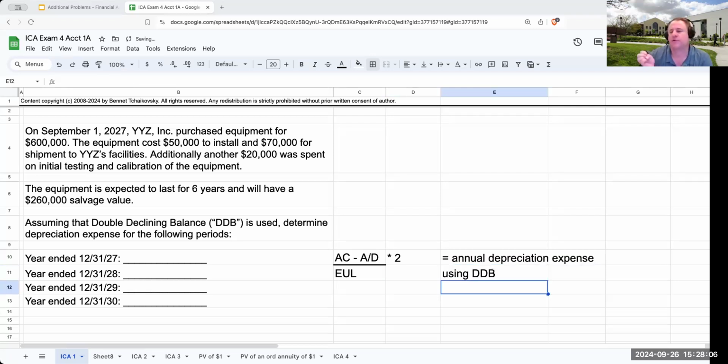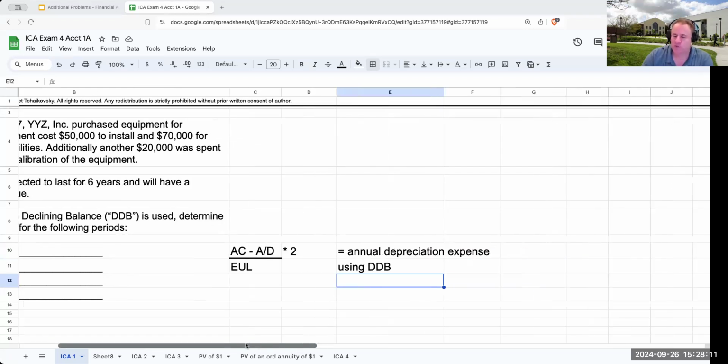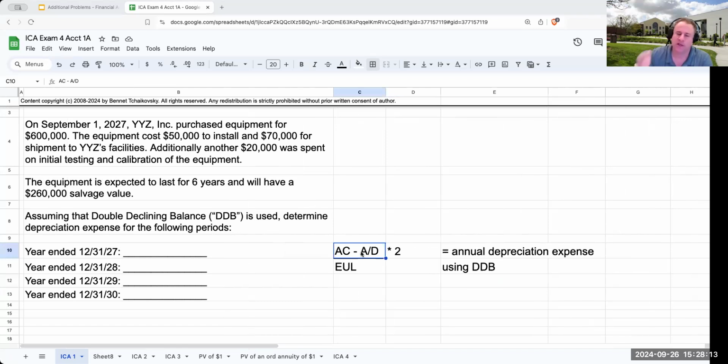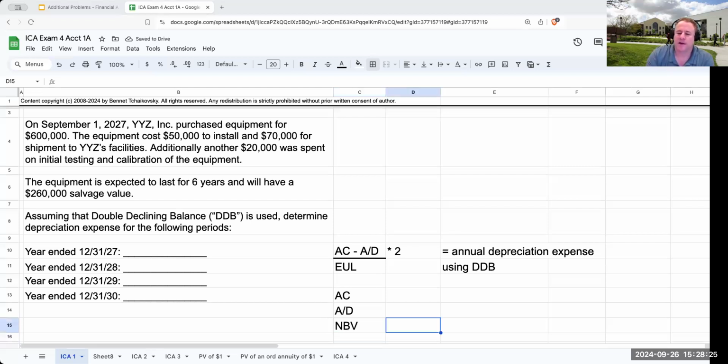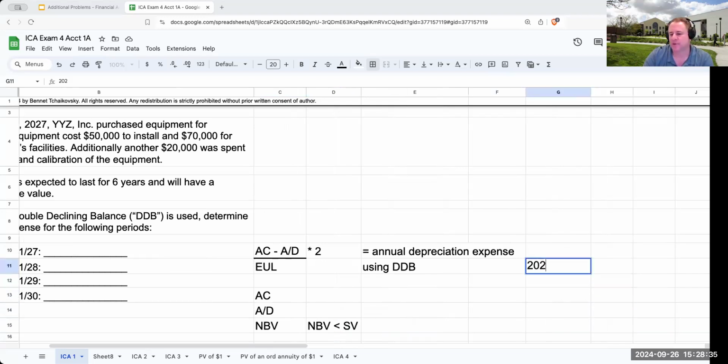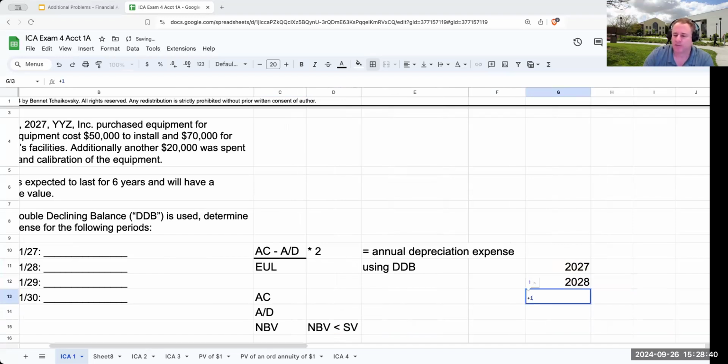Now, when we're doing double declining balance, we have to be very, very careful, because one of the things we can never do is have our net book value, or the acquisition cost less the accumulated depreciation, fall below the salvage value. So for this and any other type of depreciation question, we're going to have to make a little chart.